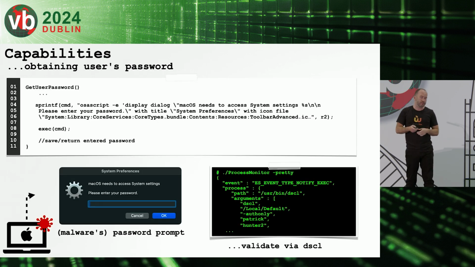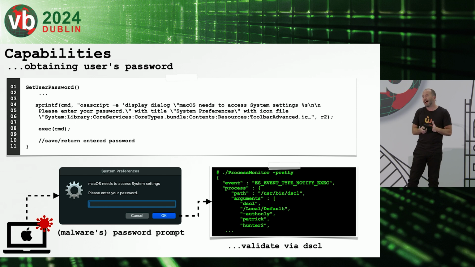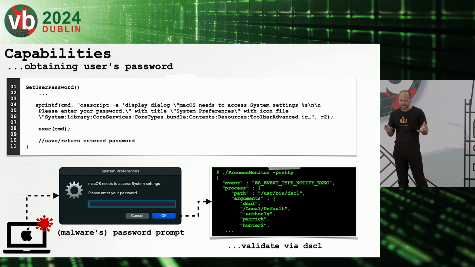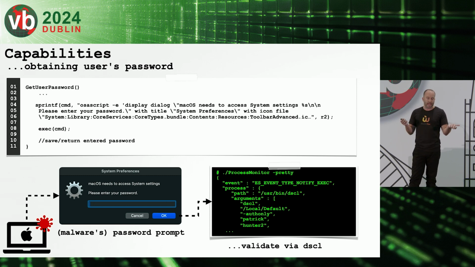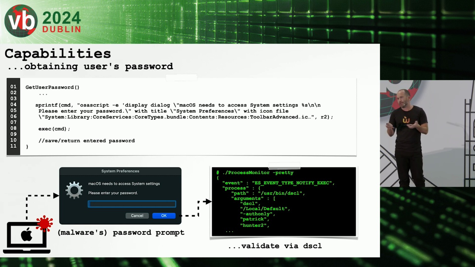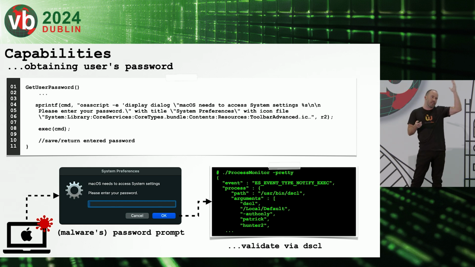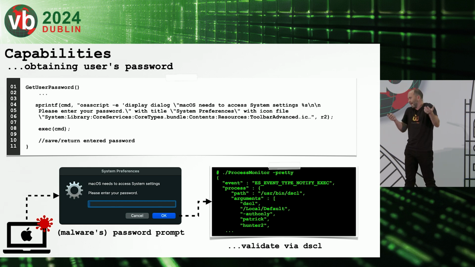So how do they get the user's password? Super basic. I hope you're seeing a trend here. Most of these stealers are really not that sophisticated. So what they do is they simply use AppleScript to masquerade as a system preferences alert or pop-up saying, yo, I need your password. And this just appears when the malware is run.